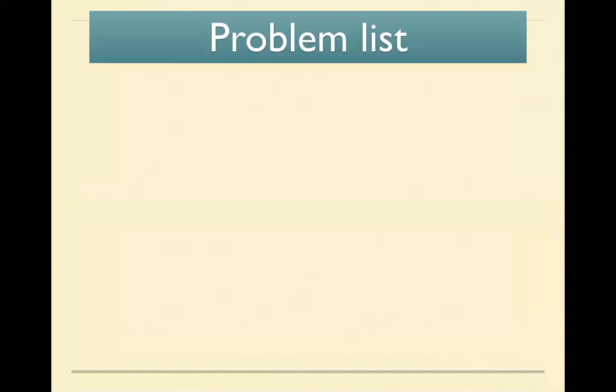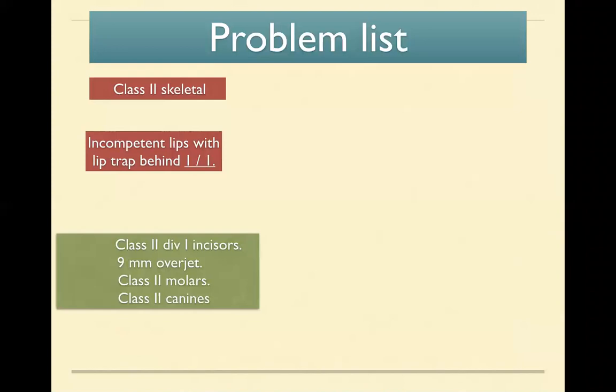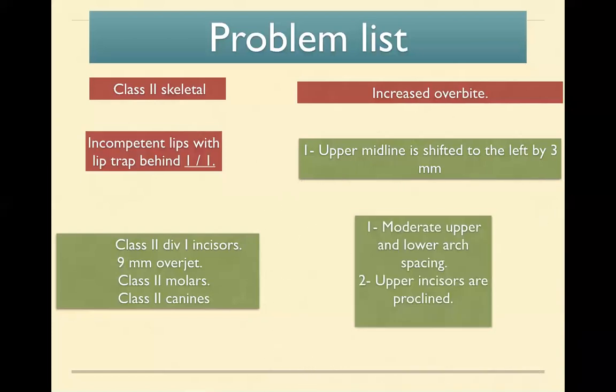So if you're going to write a quick problem list for this patient, she has a class 2 skeletal. She has incompetent lips with lip trap. Sorry, I forgot to mention that in the previous slides. She has a class 2 division 1 incisor relationship. She has a 9 millimeter overjet. She has class 2 molars. She has class 2 canines. She has increased overbite. She has an upper midline shifted to the left by 3 millimeters, and she has moderate upper arch and lower arch spacing, and the upper incisors are proclined.